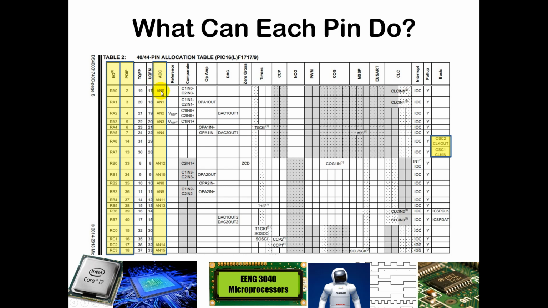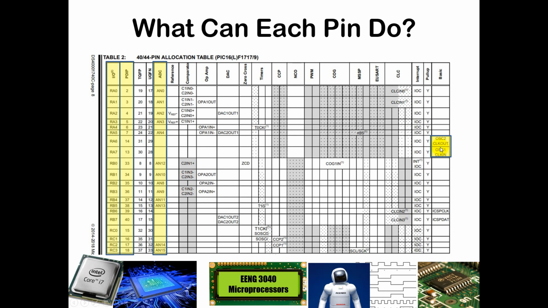This ADC column also shows you which of these pins can be used in an analog mode. So RA0 can be used as a digital input or output, but it can also be used as analog number 0. Likewise, analog number 1 is on the same pin as RA1, etc. And as we had mentioned here, RA6 and RA7 is where that oscillator is connected.